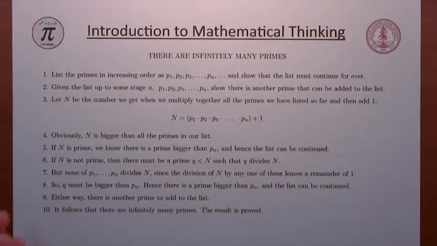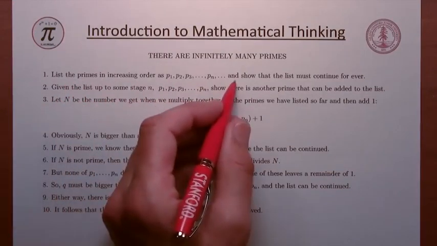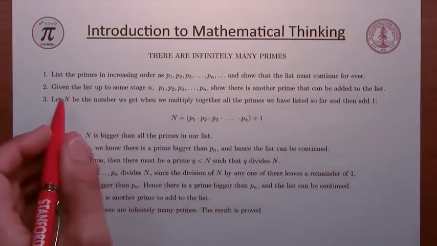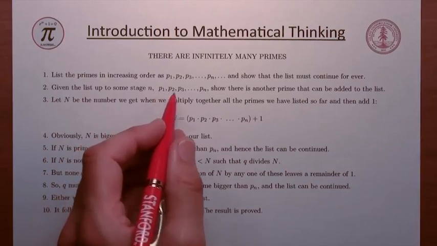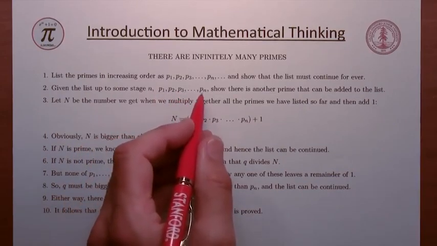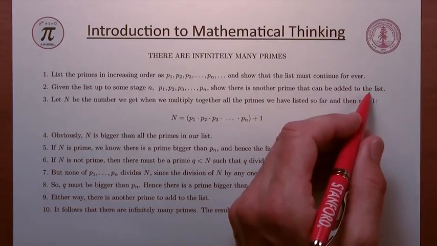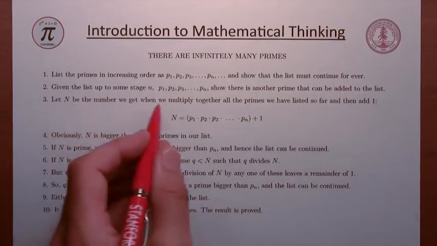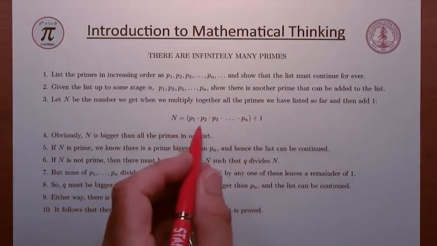Here's what we did. The idea is to show that if we list the primes in increasing order, then the list can be continued forever. So we imagine we've listed the primes, P1 is 2, P2 is 3, P3 is 5, etc., all the way up to some stage Pn, and we show that we can always add another prime to the list. And to do that, we look at this number n, which we obtain by multiplying together all the primes in the list so far, and then adding 1.